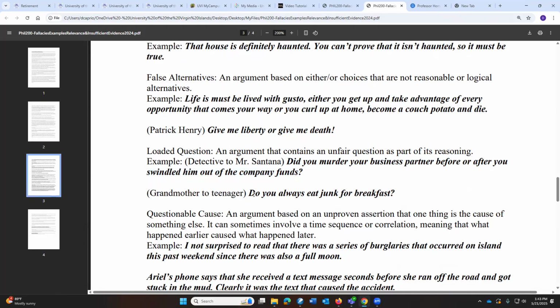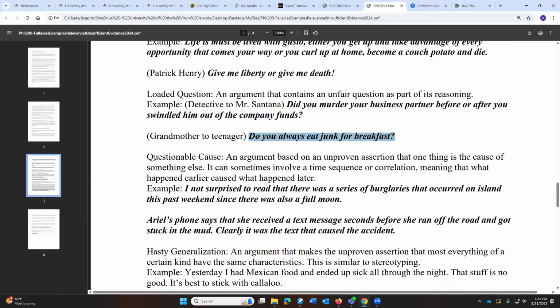How about this? The grandmother says to the teenager, do you always eat junk food for breakfast? No matter how you answer that, you're in trouble. If you say no, you're saying no, not always, just right now. If you say yes, then of course you're saying, yeah, I always do. The questionable cause. This is where an argument is based on an unproven assertion that one thing is the cause of something else. It usually involves a time sequence or correlation, meaning that what happened earlier caused what happened later.